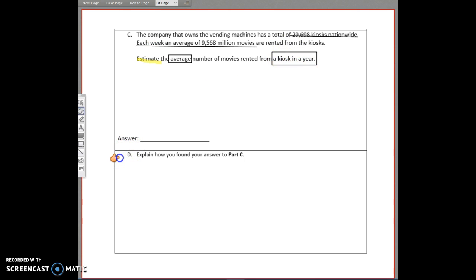And then for D, you want to explain how you found your answer in C. So if you show your work here, then you want to state what you did in each step. So whatever you're calculating, whatever you're dividing, whatever you're multiplying, whatever numbers you're using, maybe you label the work here, and that will help you write it in complete sentences. First, I did blank. Then I took that answer and I did blank. And again, your answer here should have unit of measure or be written as a sentence. The average number of movies rented from one kiosk in a year is blank.